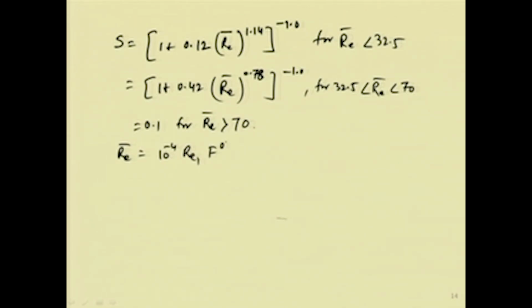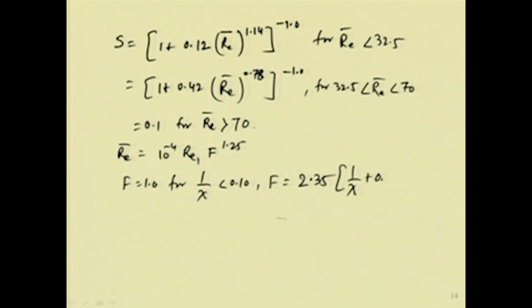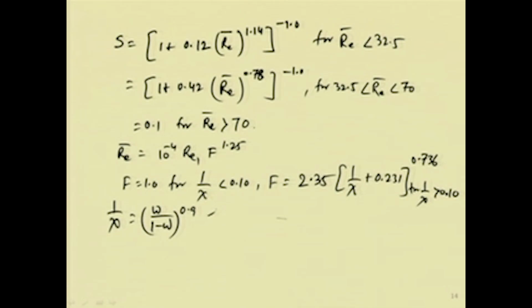Re_L, the liquid Reynolds number, into F to the power 1.25, and F is equal to 1.04 for 1 by xi less than 0.10, and F is equal to, this is also a factor, 2.35 into 1 by xi plus 0.231 to the power 0.736 for 1 by xi greater than 0.10, and 1 by xi is equal to W by 1 minus W, which I have discussed already, it is 0.9 into rho_L by rho_V all to the power 0.5 and mu_V by mu_L whole to the power 0.1, where h and F are the factors.